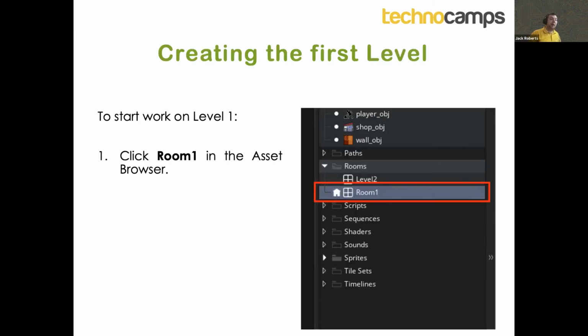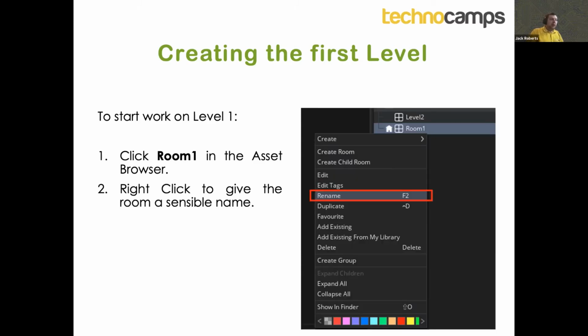So in the Assets browser, you should see there is a folder called Rooms. In there, there is Room 1. Now, again, with the specification, there is emphasis on sensible names. So I would suggest renaming Room 1 to being the name of the level or something recognizable.